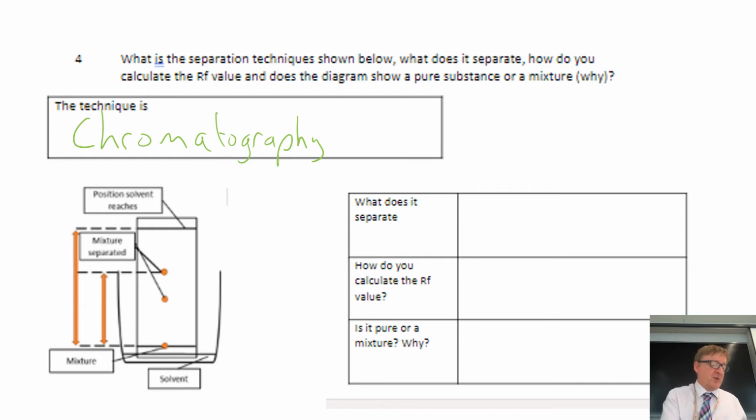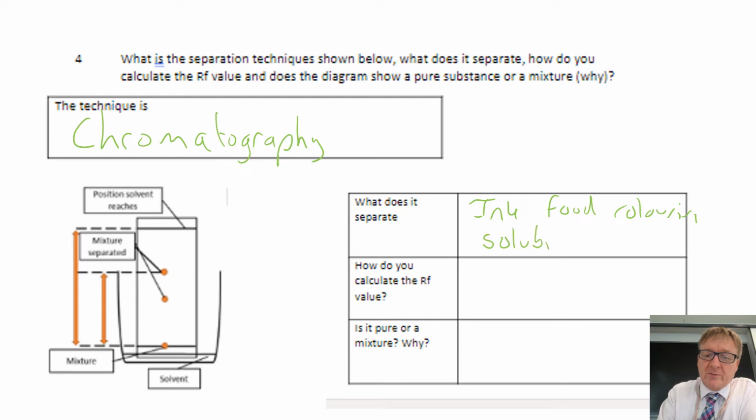Right, so the main 2 things that are ever separated are ink or usually food colouring. And it's based on its solubility. All right, the more soluble it is, the further it goes up the piece of paper.